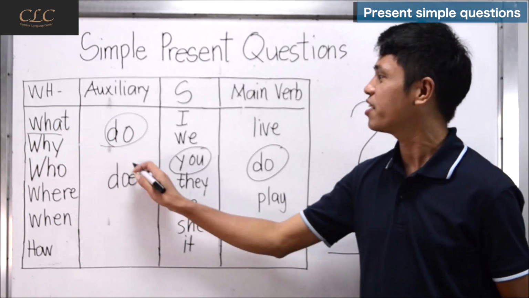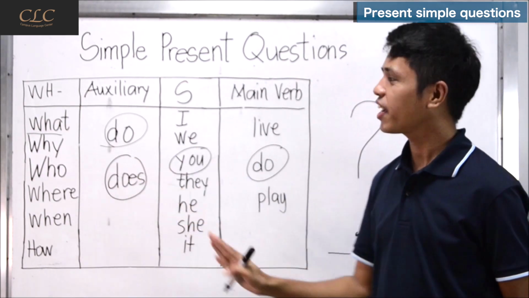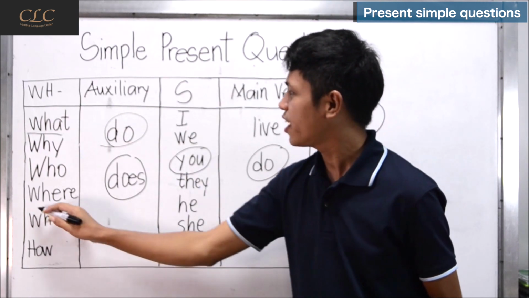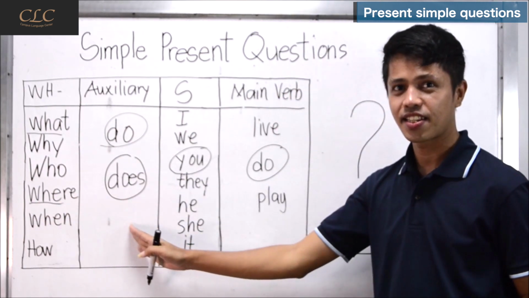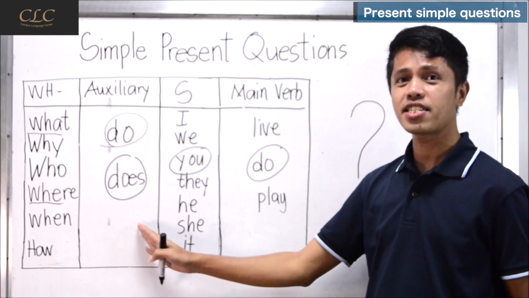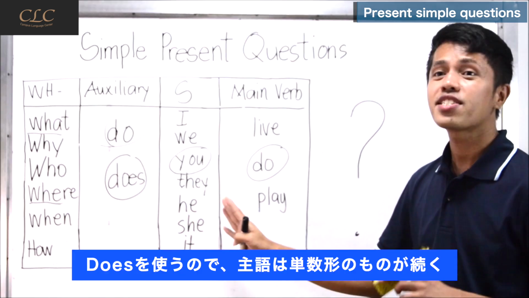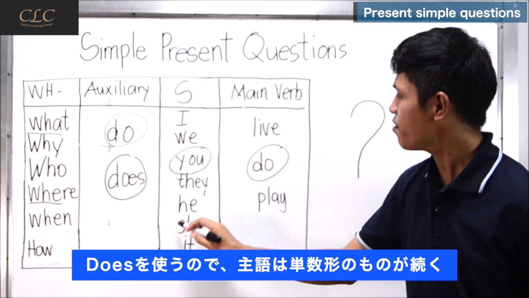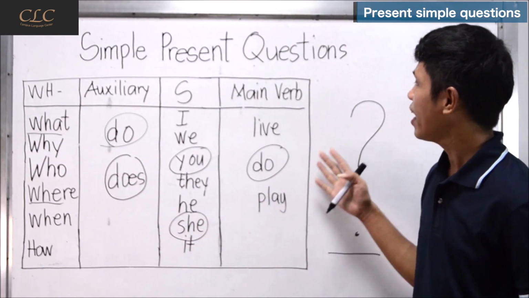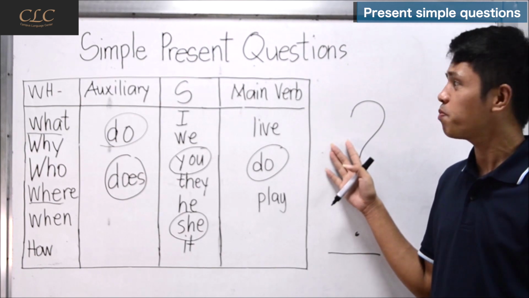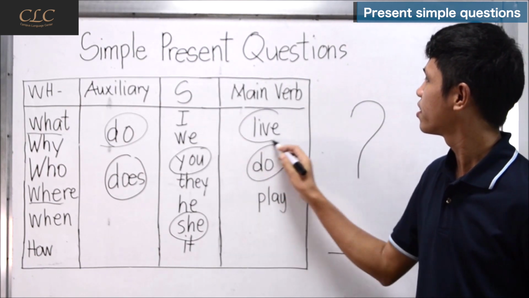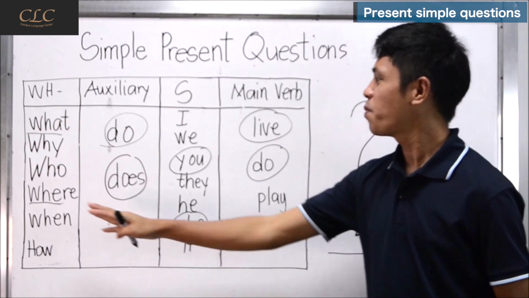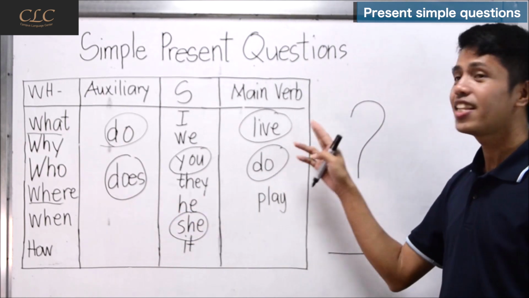Try using does. Okay, let's select from WH question, where does. So since we're using does, we need to select a singular form of subject. So let's have she. And now let's select a main verb which is live. So our second example is, where does she live?